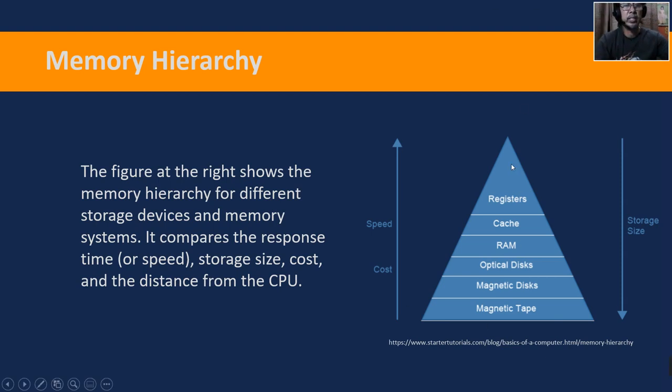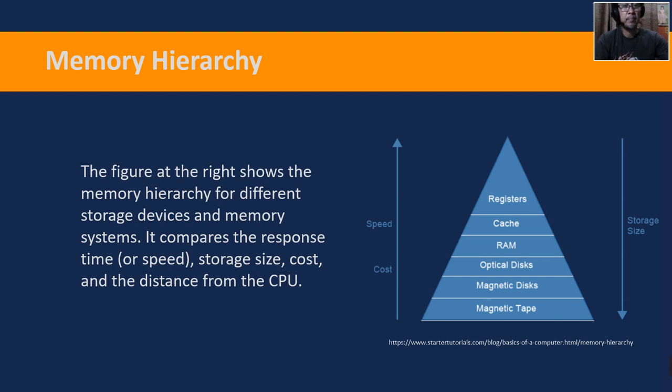So here you can see in the pyramid, the highest memory system is your registers, because registers are the memory location within the CPU. So as you go up in the memory hierarchy, it also goes faster. So speed goes up, cost also goes up. So the higher you are in the memory hierarchy, the faster you are, but the more expensive you are.